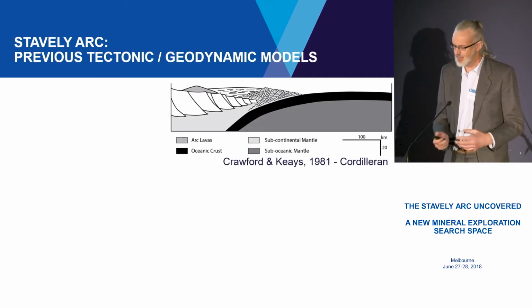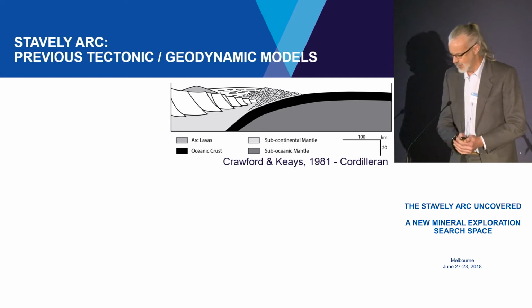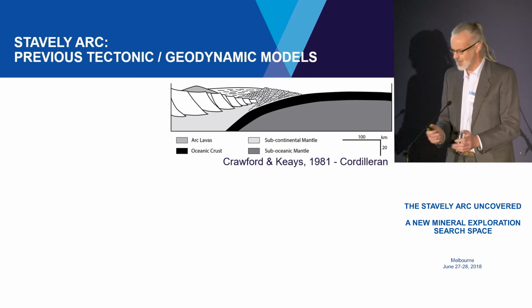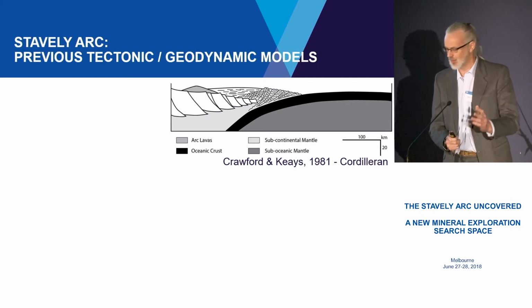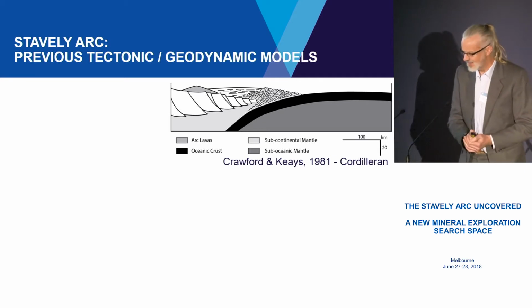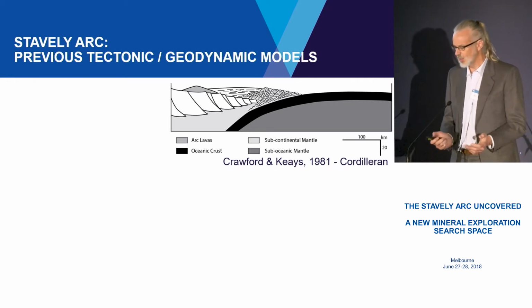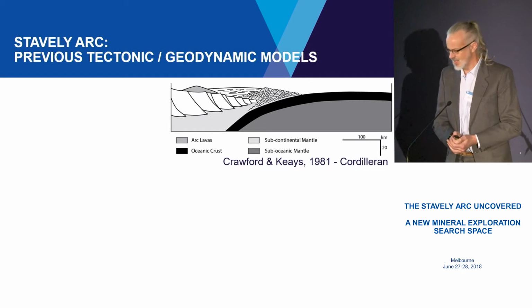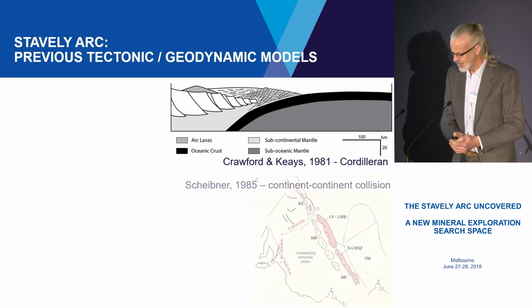So a brief history, I'll just go through the main ones. There's been literally dozens proposed, but there's been some really key shapers and movers. And Tony Crawford is in the audience. He's one of the main sort of contenders here. Crawford and Keys 1981, Cordillera sort of margin. So basically a subduction zone dipping under the eastern margin of Gondwana, building an arc.